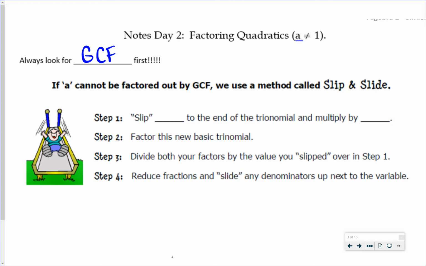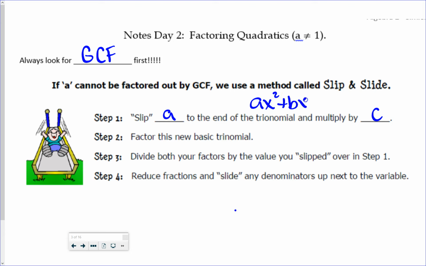So for slip and slide, if A cannot be factored out, what you're going to do is slip A to the end of the trinomial and multiply it by C. So we have ax squared plus bx plus c. If that A value is something other than 1, and you can't factor it out, you're going to slip it to the end and multiply it with c, like that. Because now that's not in front of your x squared anymore, then we can factor like we did yesterday.